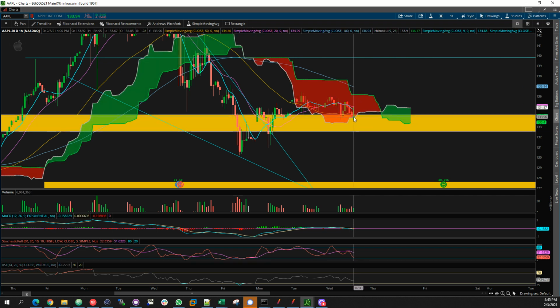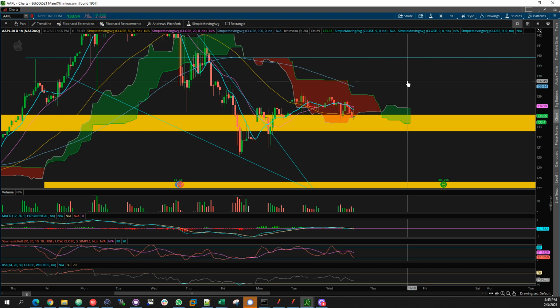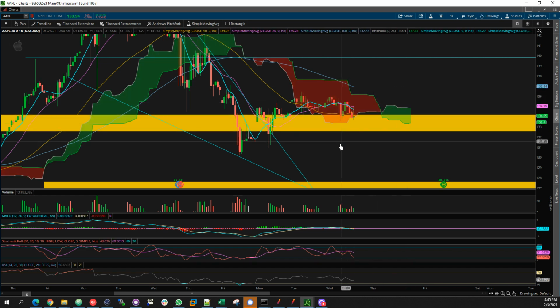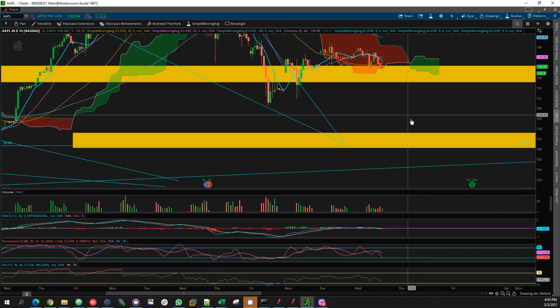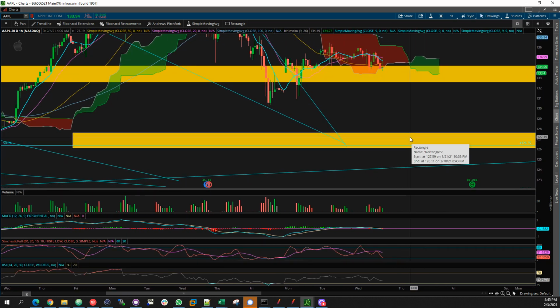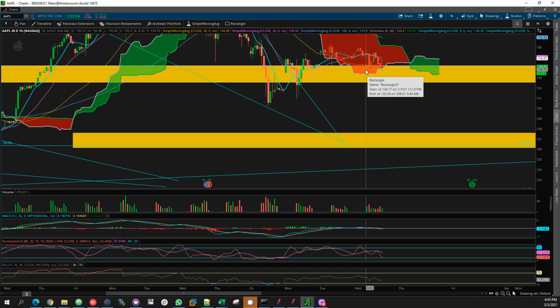So cloud bottom looks like a nice support for Apple on the hourly, but I do want to take it a rest. I want to see a clear definitive rip above the cloud with good volume, and I'm not seeing that. So that's why I'm saying if you're in it, there's no need to sell. Maybe you can trim some and maybe average down here. But if you're not in Apple, I don't think Apple is ready yet.